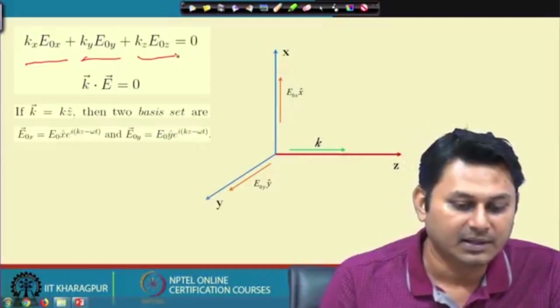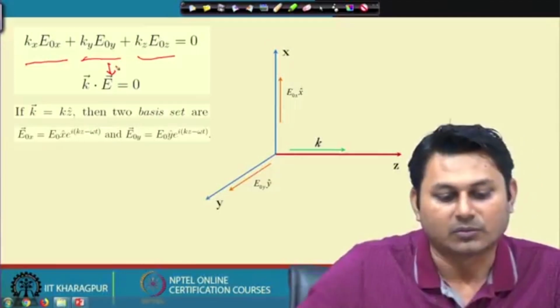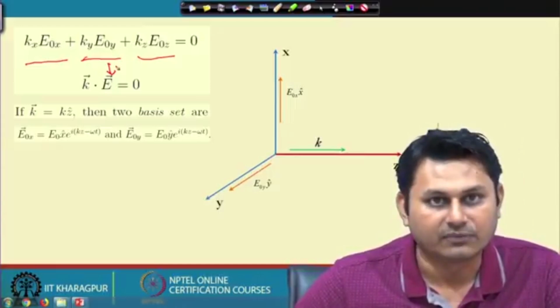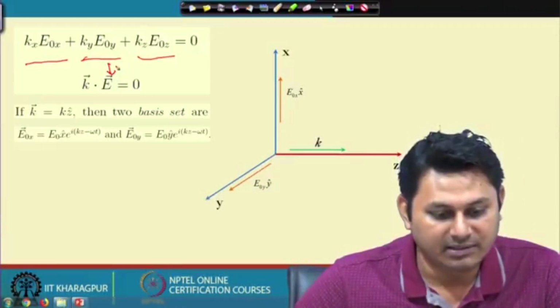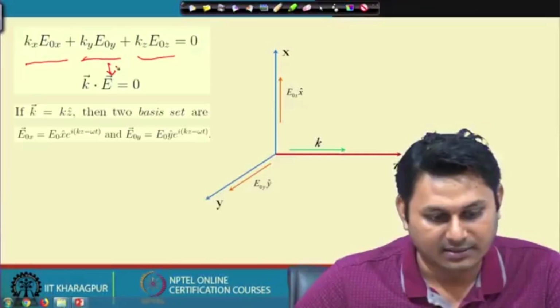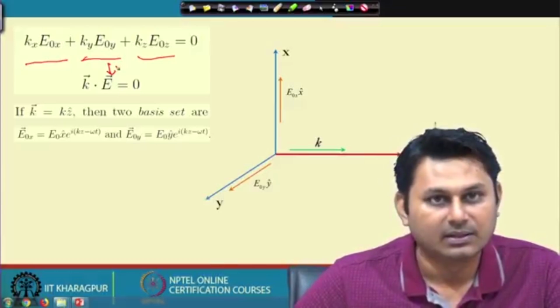So, that means this quantity is 0, I can write this as a dot product, because kx, ky, kz are the x, y, z components of the k vector, and E0x, E0y, E0z are the x, y, z components of the E vector.